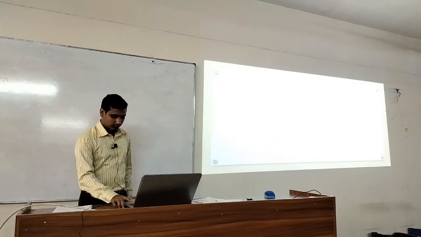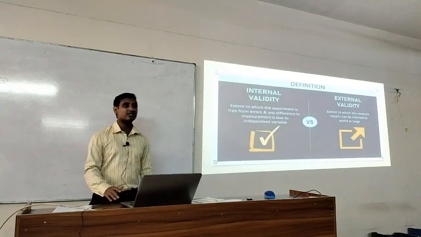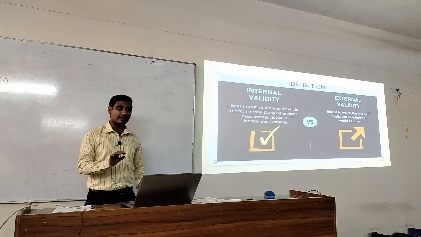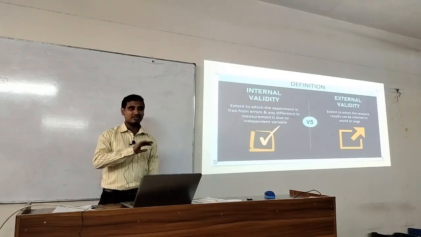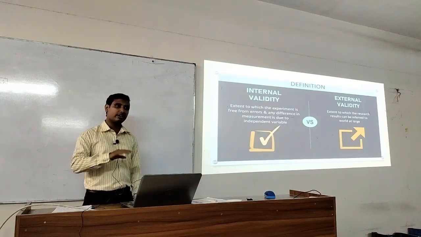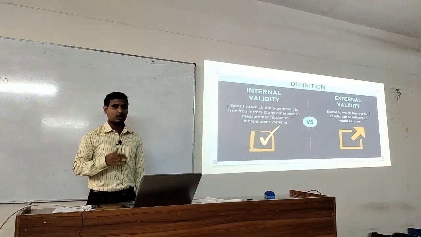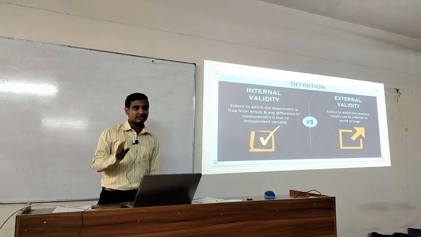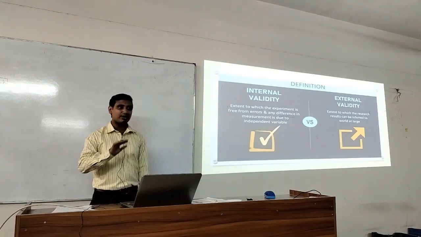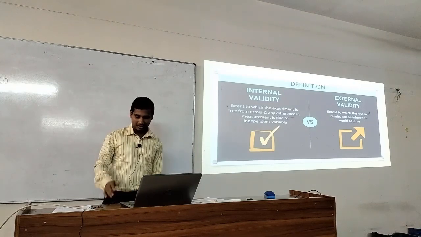Today my presentation topic is internal validity and external validity, and the difference between internal and external validity. Now let's see what internal validity and external validity are. Internal validity is the extent to which there is no error or any differences in measurement in the experiment, and external validity is the extent to which the result can be inferred to the world at large.